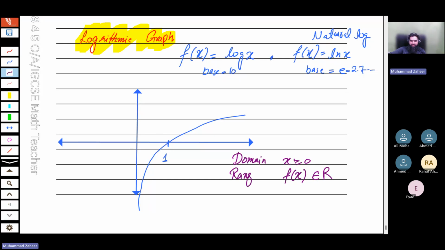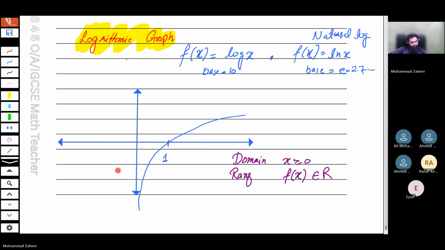Yes, everyone. Any question? Yes, anyone have a question about the logarithmic graph? No.